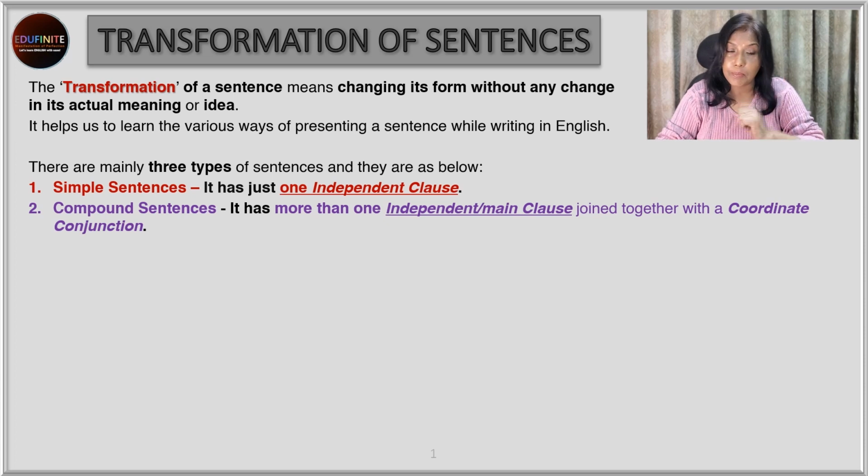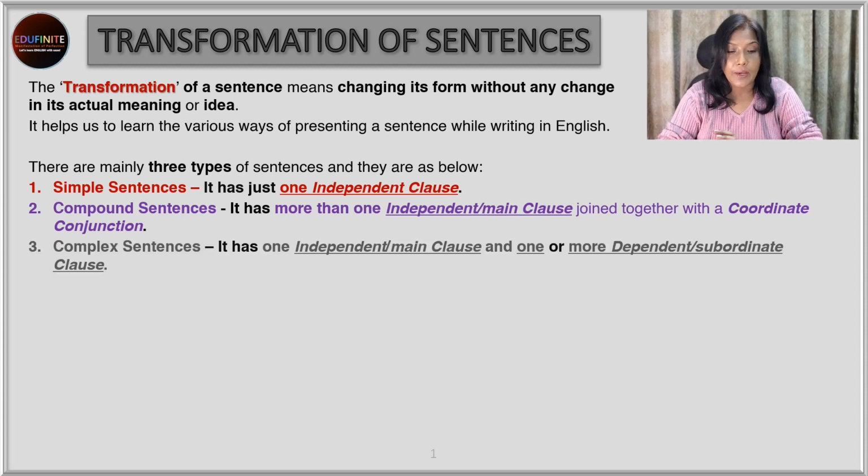Next, we come to compound sentences. Now, it has more than one independent clause joined together by a coordinating conjunction. So, two or more independent clauses are joined together by conjunctions. That's how a compound sentence is. Suppose it has two independent clauses, then it will have two subjects and two verbs, one subject and one verb for each independent clause.